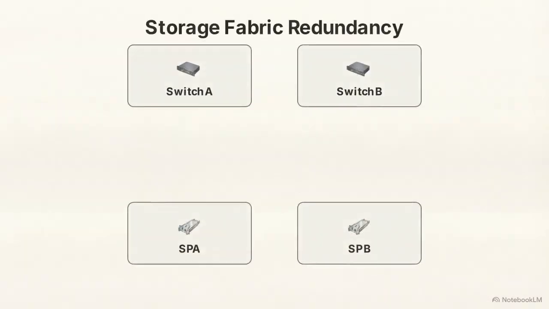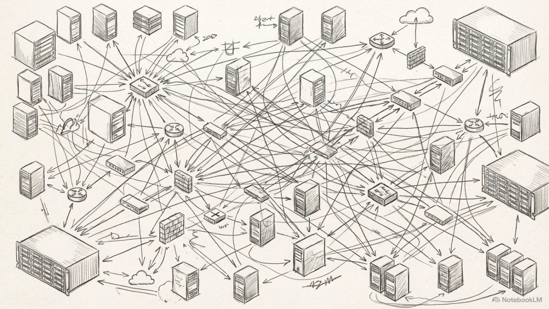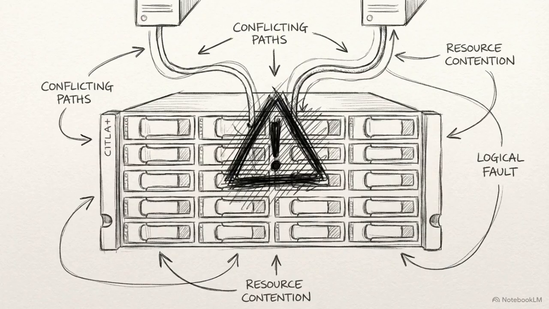Looking at the topology map, we see a crisscross cabling method. Storage processor A connects to both Switch A and Switch B. Storage processor B duplicates this, also connecting to both switches. This dense web of connections is an open fabric, meaning every device plugged in could theoretically see every other device. Without strict authorization, servers would overwrite each other's data.